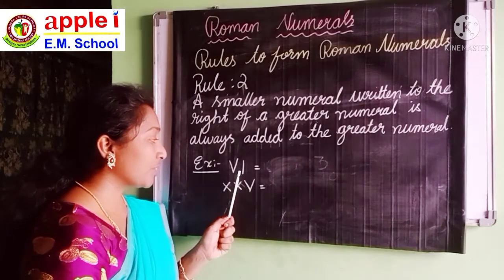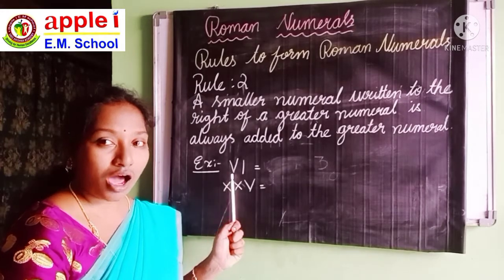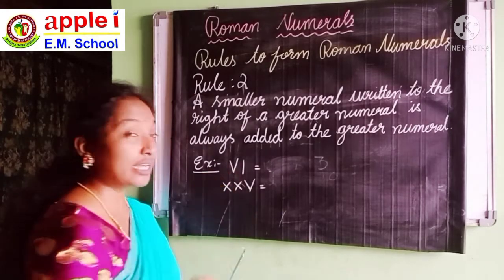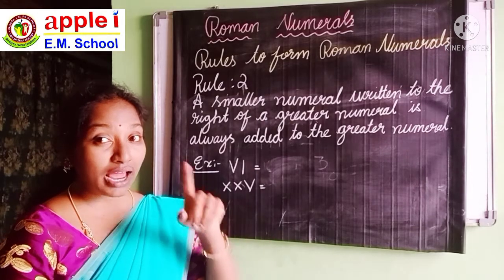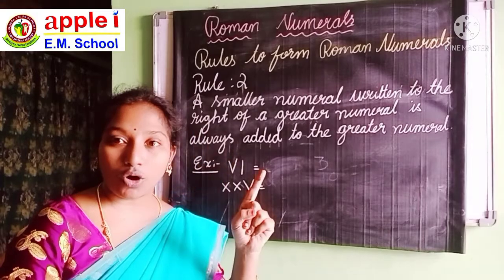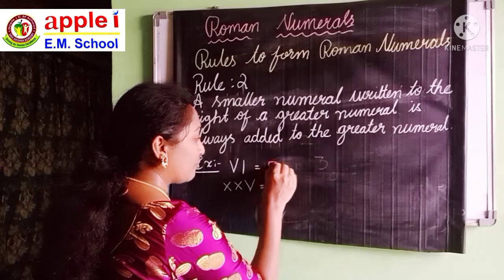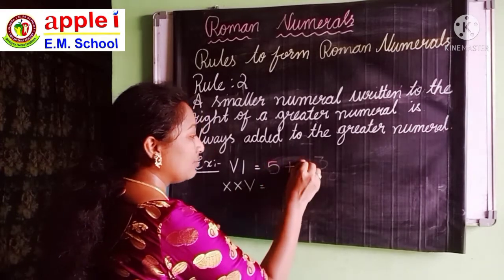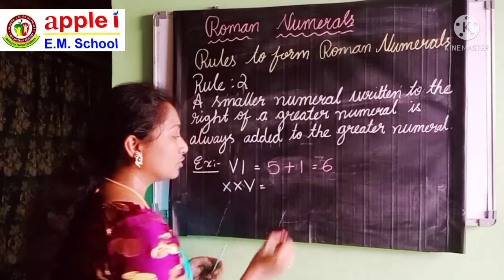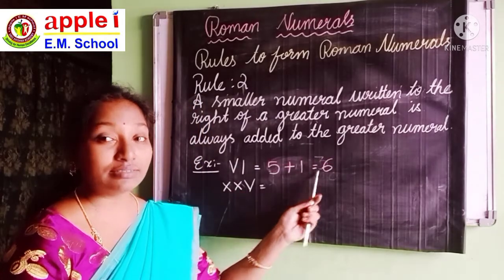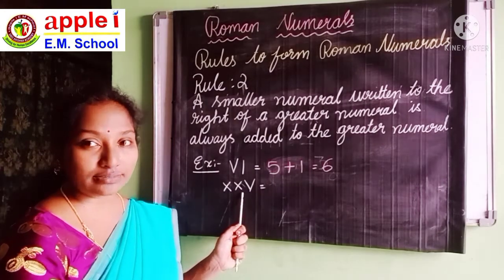So here we have to add this smaller numeral to the greater numeral. The greater numeral is V, the small one is I. So we have to add: V means 5 plus I means 1. 5 plus 1 is 6. So VI means 6. Let us see the next example.